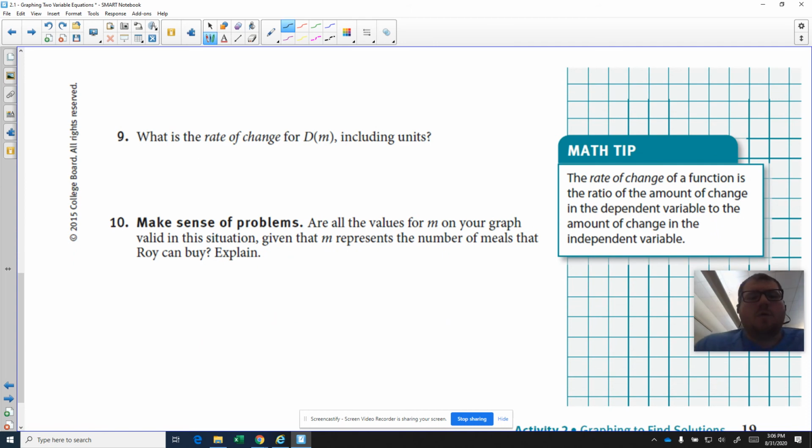Number 9 is going to ask us, what is the rate of change for D of M, including units? In the last problem, we discussed what the rate of change was. We talked about how since a ticket was costing us $100, it was going down $100 each time. So when we're talking about the rate of change within this problem, this is going to be minus 40. And that represents minus 40 per meal.